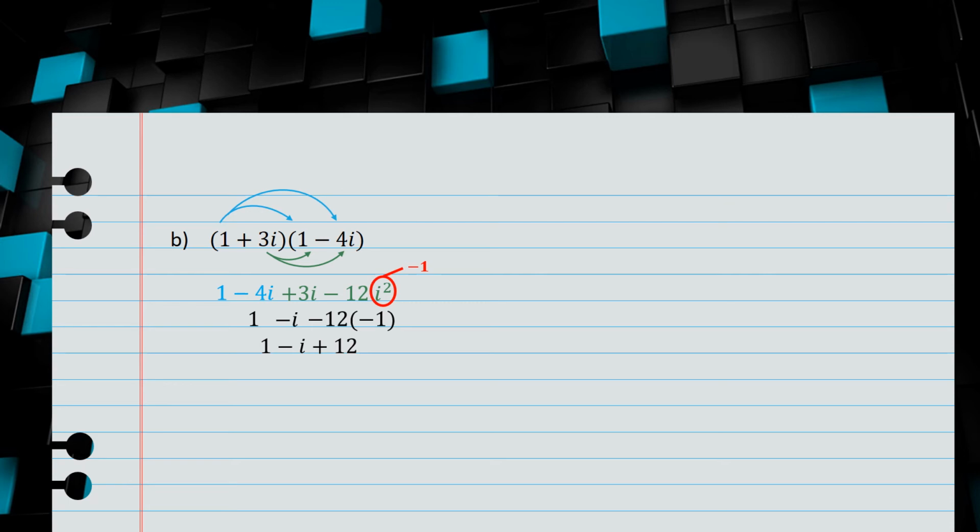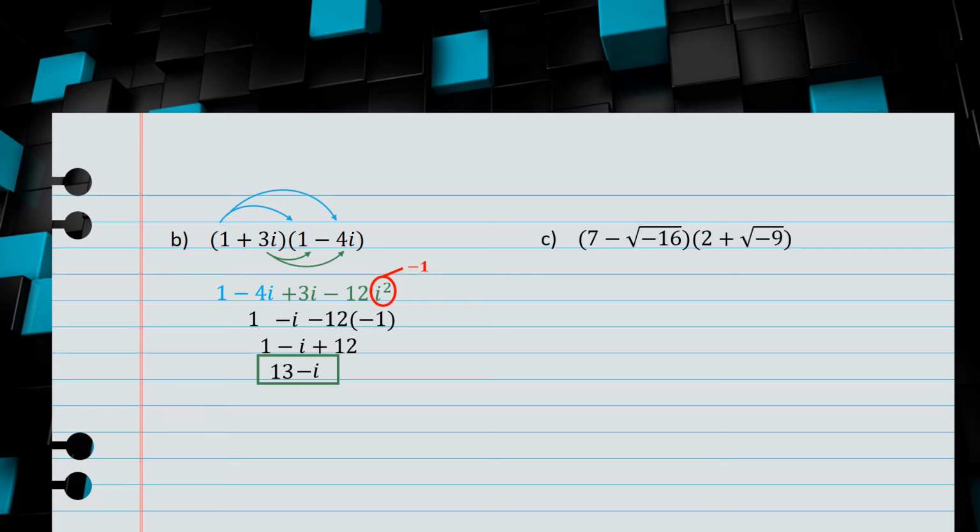From here, I want to gather my like terms, but because I have real and imaginary, I have to pay attention to the order. We must gather our real number first, which in this case 1 plus 12 is 13. And then our only imaginary is minus i, and so that would be your simplified answer.